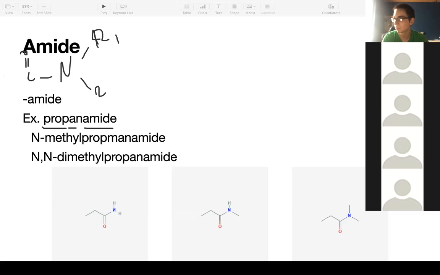I think I could give it a shot, maybe. I think it's going to be very similar to the one that we just did, except it's going to have an extra CH3 because it's dimethyl. So we have our N. This is what we had before, N-methylpropanamide. So could I draw the extra line?